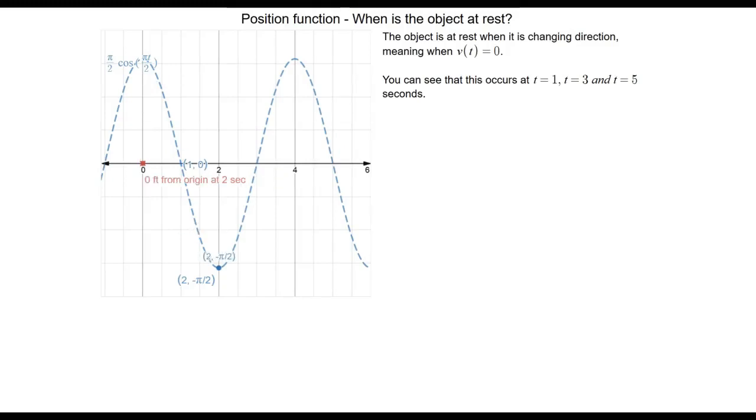It asks when the function's at rest, and that's when it's changing directions, or when the velocity is 0. And we can see from the graph of the derivative function, that's when t is 1 and 3 and 5. So 1 second after it starts moving, it's turning around and going to the left. At 3 seconds, it's turning around and going back to the right, and then at 5 seconds, it's turning around again and going to the left.